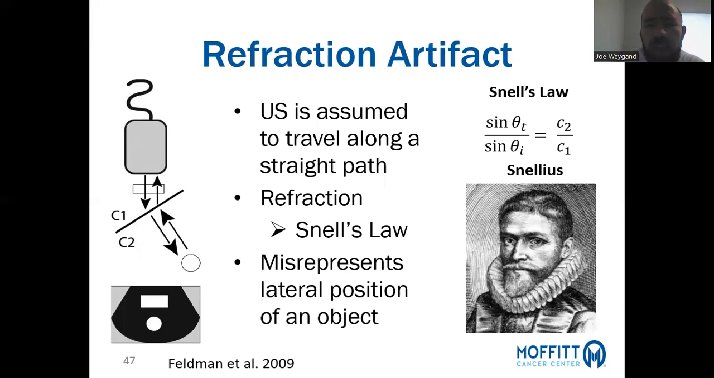There are also artifacts arising from refraction. So remember, we assumed that the ultrasound beam travels in a straight path. But here we spoke about how whenever it undergoes an interface, it will actually be refracted. And this is described mathematically by Snell's law. And this will misrepresent the lateral position of an object.